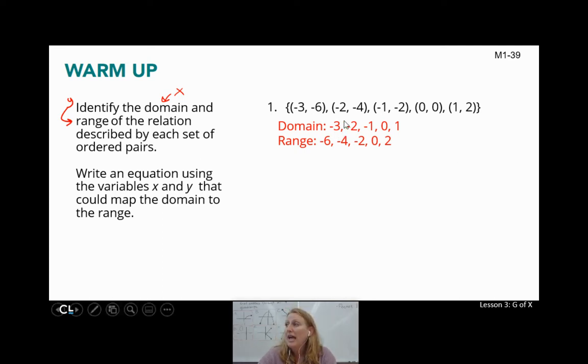Now, let's write an equation. Let's look for a pattern. How does my -3 become a -6? How does the -2 become a -4? How does a -1 become a -2? 0, 0. And how does 1 become a 2? I don't know if you've noticed it or not, but if you multiply each of those items in your domain by 2, if you double it, you get every item in your range. So we have to multiply our x coordinates by 2 to get y. So I wrote y equals 2x, because if you double the x coordinate, it equals your y coordinate. And that's all there was to it. It really wasn't that bad. It felt bad, but it wasn't bad.